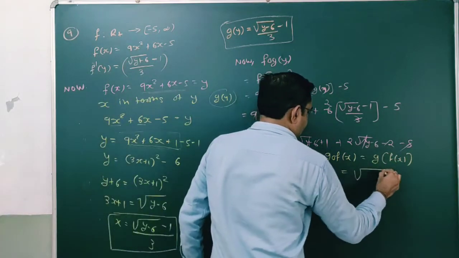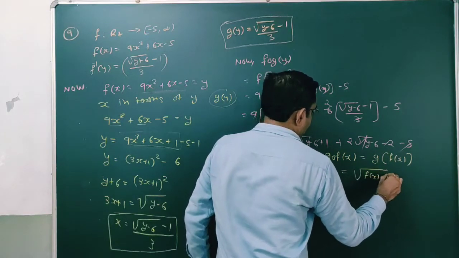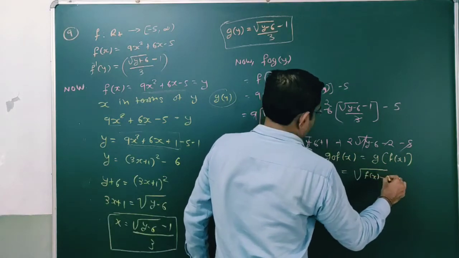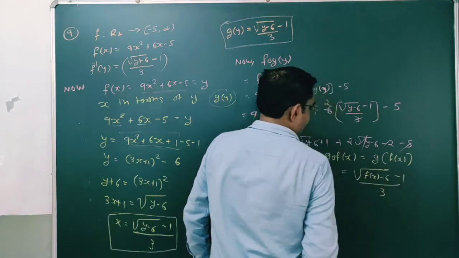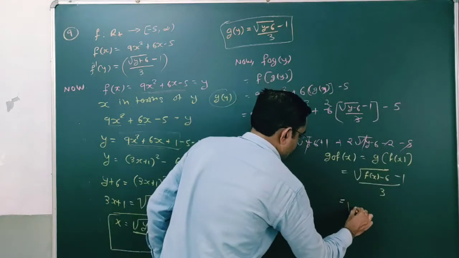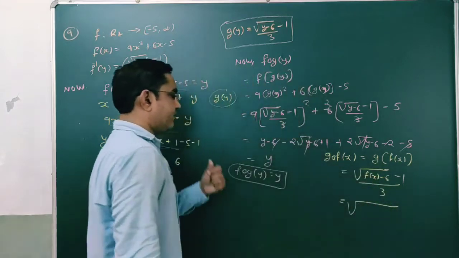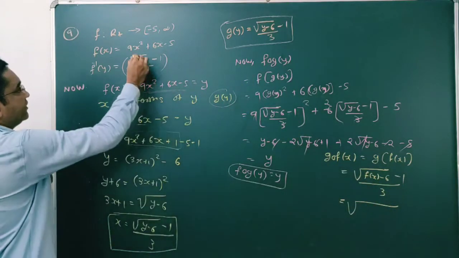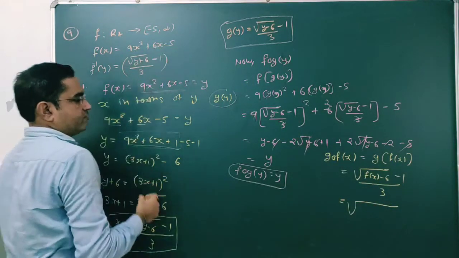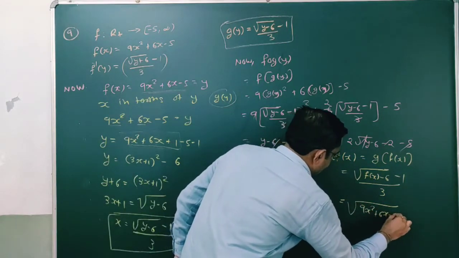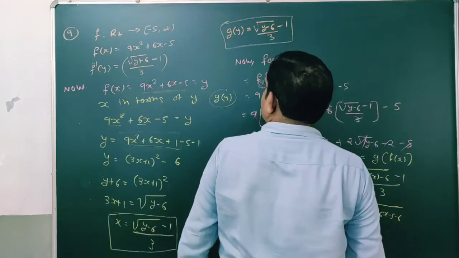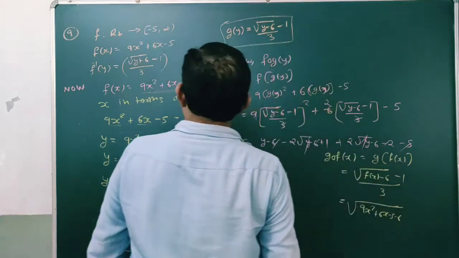In place of y we have f of x, so it's the square root of f of x, square root of f of x minus 6 minus 1, whole divided by 3. Now this is equal to the square root of f of x. What is f of x? f of x is here 9x square plus 6x minus 5. So it's 9x square plus 6x minus 5 minus 6.